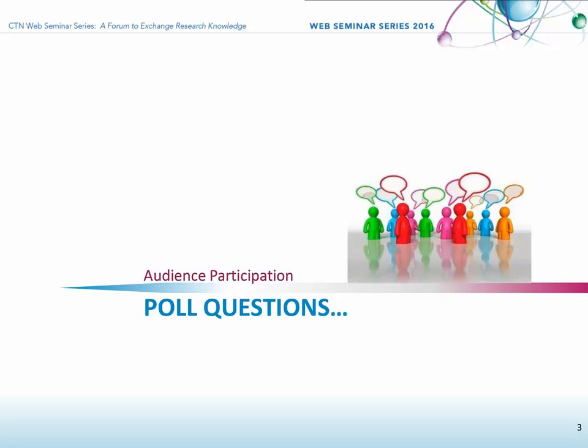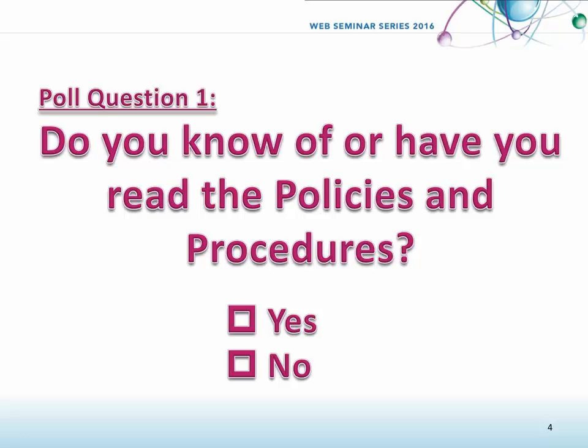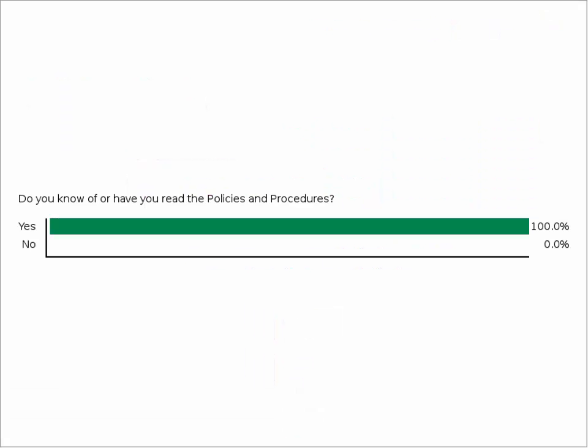So before we start, I just want to ask a couple of questions. Basically, do you know or have you read the policies and procedures? Did you know we have this document, or have you read it? I think you can click on yes or no. Okay. It looks like a slight majority of you do know that the document exists or have read it. So this will be great news for the other 40% that have not read it, and good news for the 60% to hear about the updates.